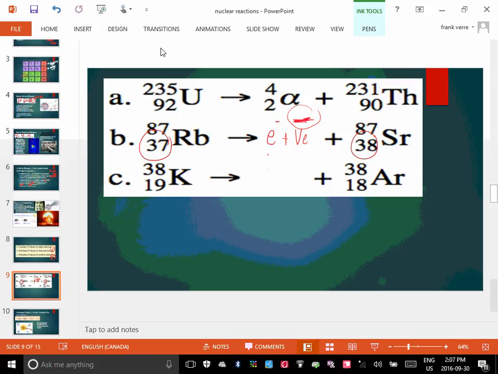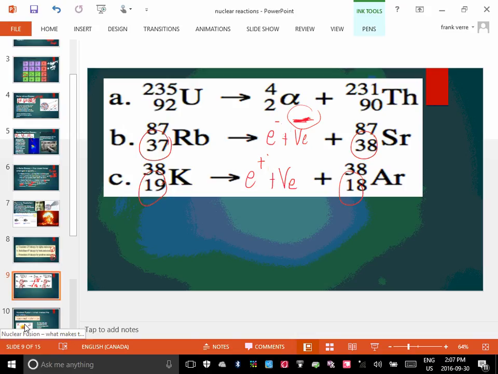So then the last one is an example of not beta minus, but beta positive. So because we can see that this is plus 19, this is plus 18, so we're missing a plus 1. So we release a positron and an electron neutrino. Okay? All right.